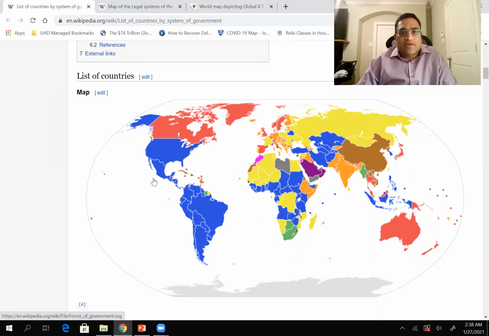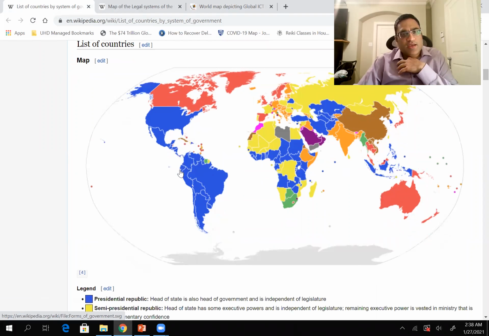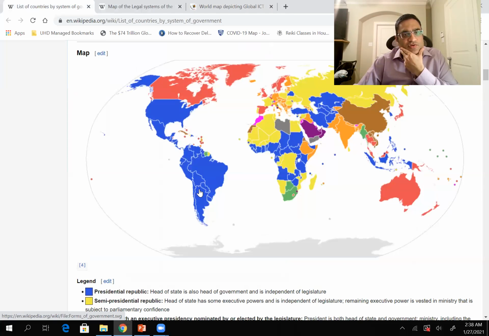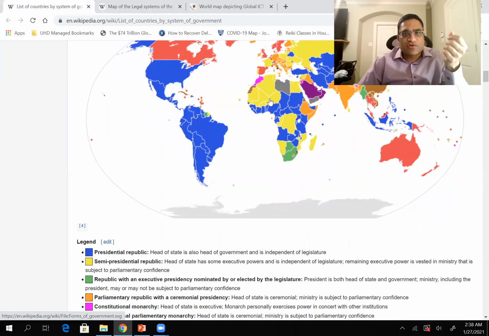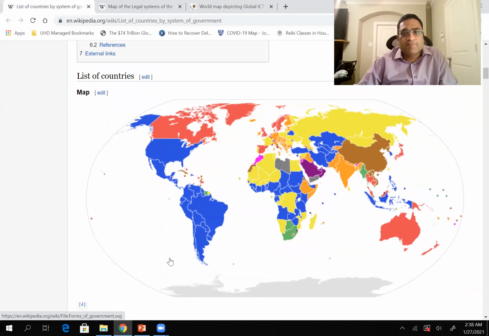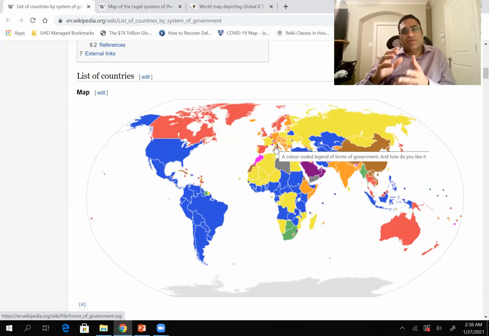As you can see, this is the world map of different political systems. The blue ones are the presidential republic, which is the US. Then you have the semi-presidential, which is yellow, and so on and so forth, different types of governments. But we still do business with all these different types of government. So is there one kind of political system better than the other?